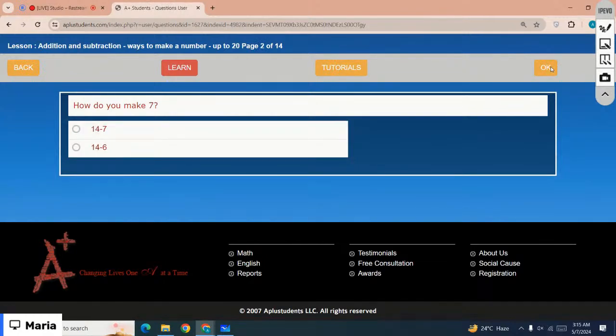Again, we are on grade 2 maths. This isn't the grade 1 session. There is something wrong with the lesson name. I have tried to fix it, but I can't. Right? So, how do you make 7? Which is the correct option?